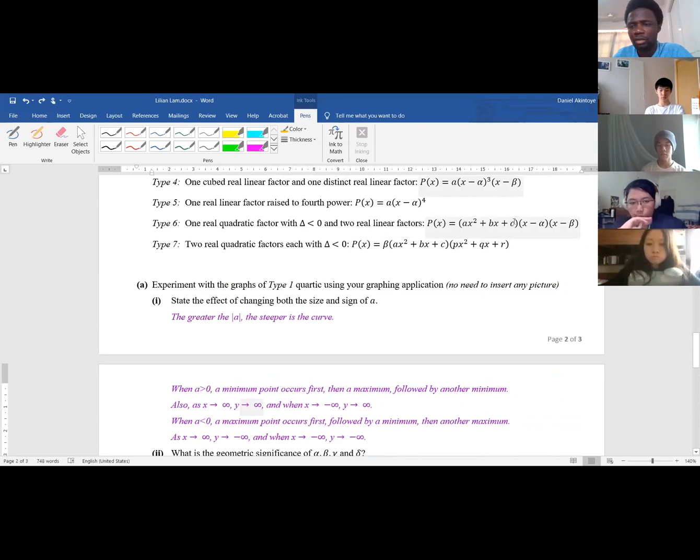Type 6 is when you have a quadratic factor with discriminant negative. Then we have 2 linear factors.